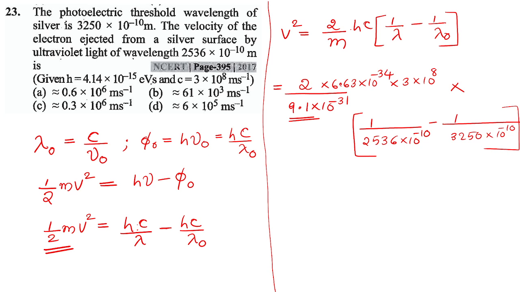Understood? So let me write the answer for the time being. Approximately you will get 6 into 10 raised to 5 meter per second after taking the square root. After that you have to take the square root. Please do the remaining steps as homework. If you are not getting it, please send a message. So the approximate value is this. Option D is the correct answer. Method is clear? Understood?